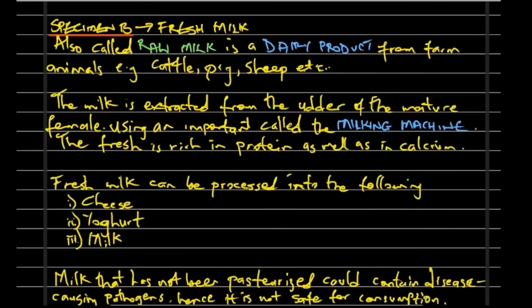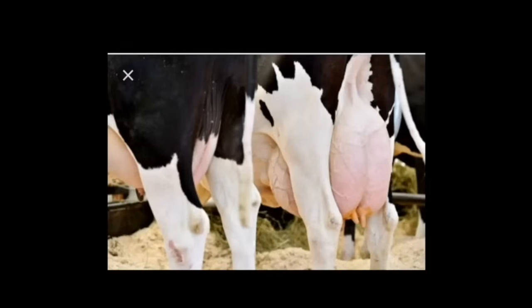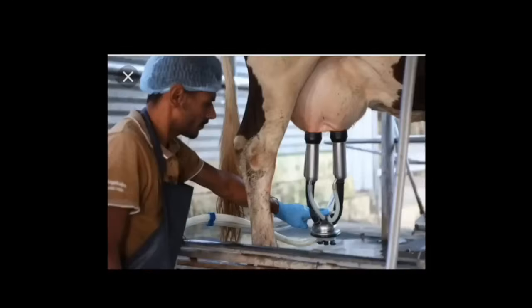So let us look at some pictures of what we are talking about. You can see this here. This is an example of a mature cow with the udder. You can see the udder here. All of these cows here are reared specifically for their milk production. Now, look at this picture. This particular instrument that is being handled here is what we refer to as the milking machine.